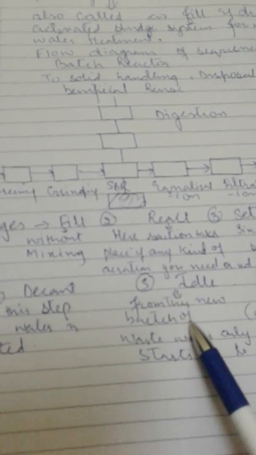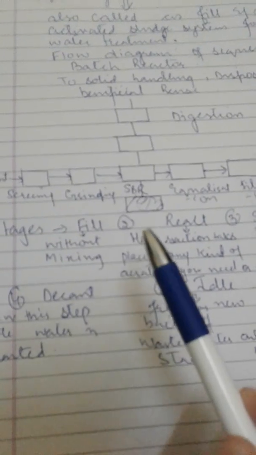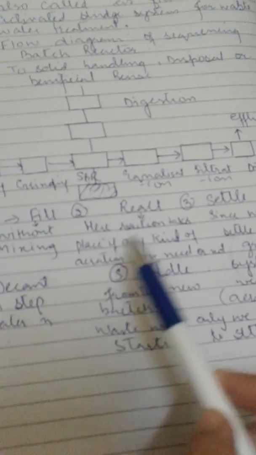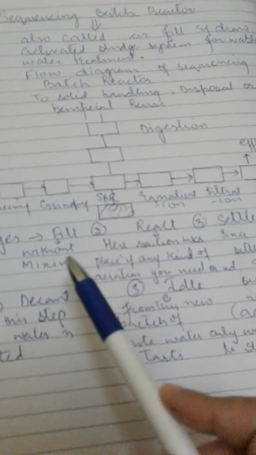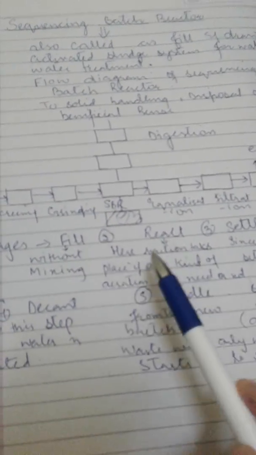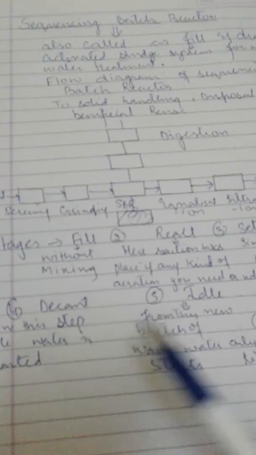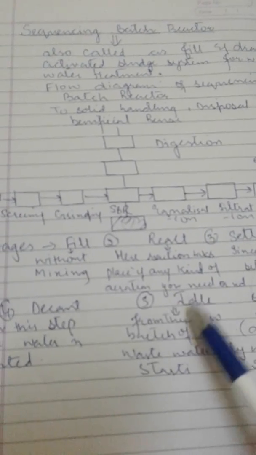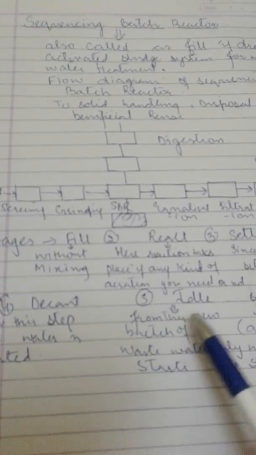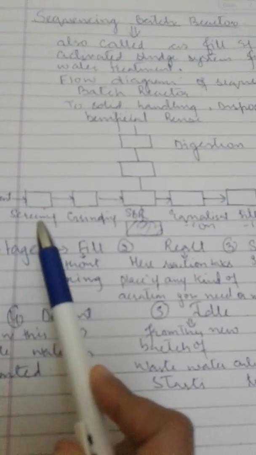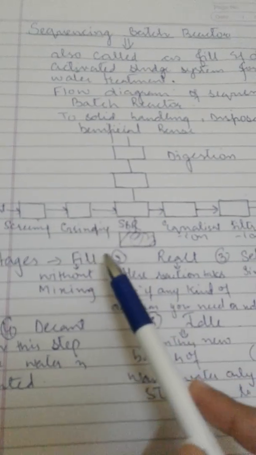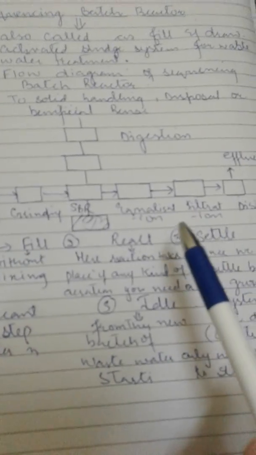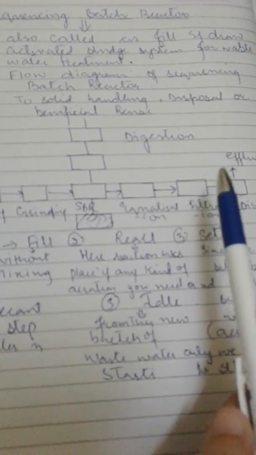Here I have another set of wastewater, so I will start that batch. My first batch is already finished. I have given it treatment: I have filled it, reacted, settled, and decanted it. Now I will use another batch of wastewater. I will follow the same steps in sequence: screening, grinding, SBR, that is the sequencing batch reactor, equalization, your filtration, then effluent.